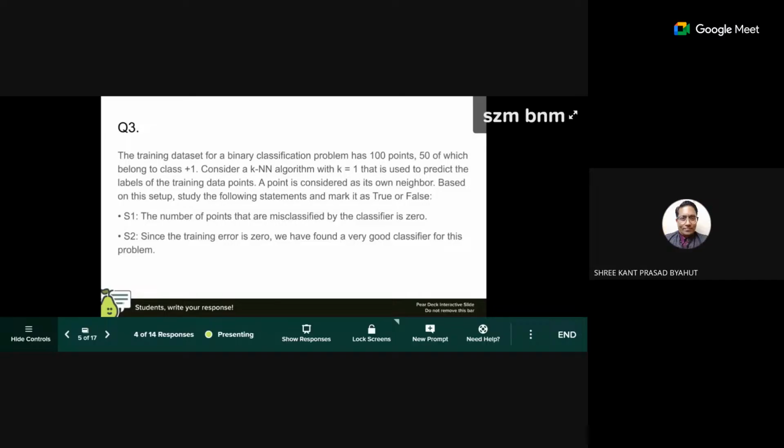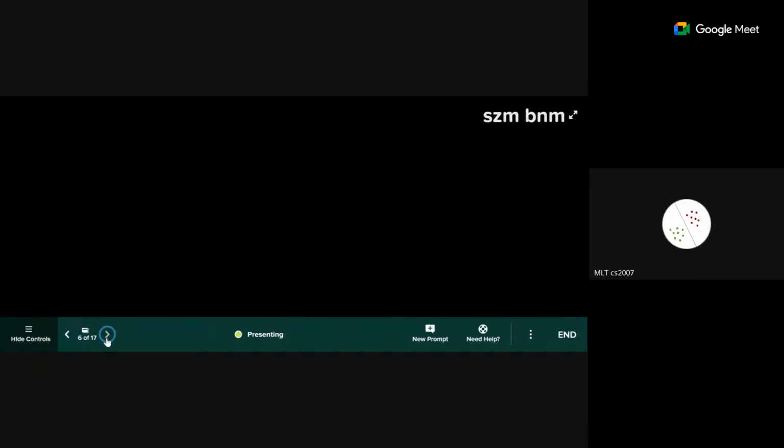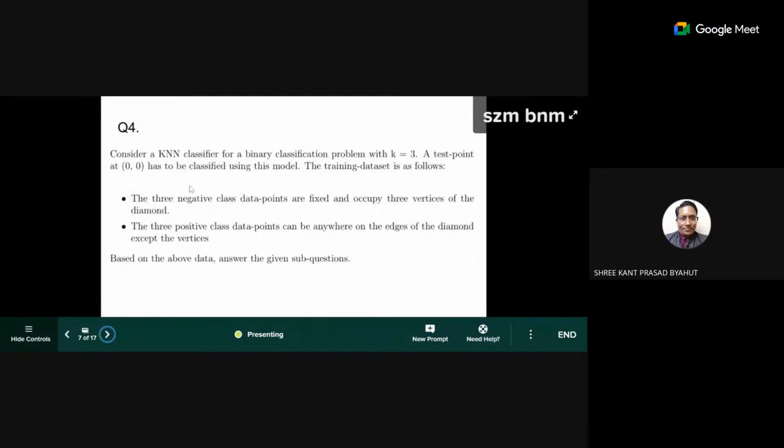What is the right answer? S1? Let's leave this question for now. I am not going to discuss this. Let us see. Okay, let's do this question. The statement had an answer also, no? What was the answer? Let's skip this for now.